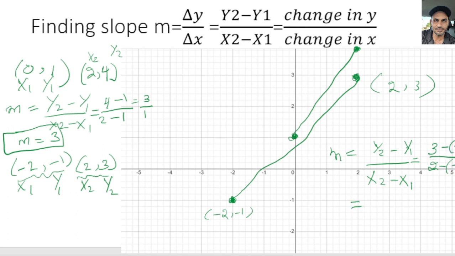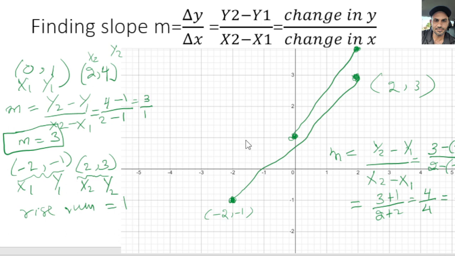So we simplify this. 3 minus negative 1 becomes 3 plus 1, divided by 2 minus negative 2, which becomes 2 plus 2. So this is 4 over 4, which is equal to 1. So our slope is 1. A slope of 1 means that the rise over run equals 1. That means for every 1 unit in the x direction, our graph moves 1 unit in the y direction. So that's how we calculate the slope of lines using points.